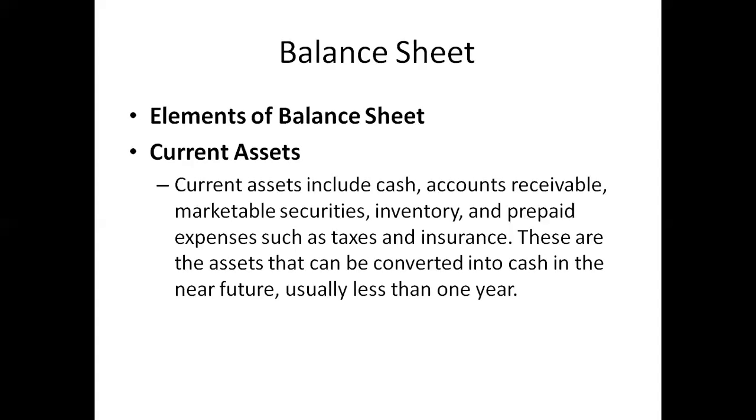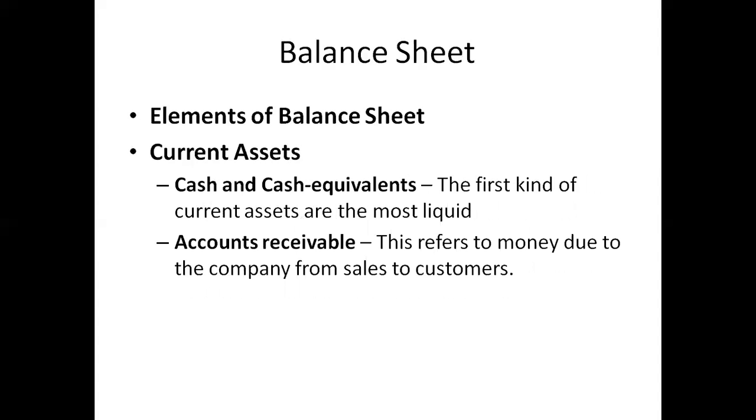Now we are going into the next portion, that is the relevance of the current assets. In the current assets, we have cash and cash equivalents. The first kind of assets are the most liquid. What are the most liquid assets? Cash that is readily available to us, and cash equivalents. Now, no, sorry, cash equivalents.